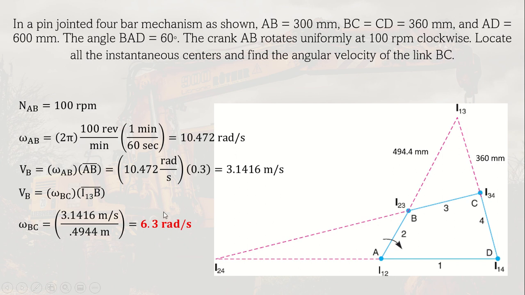As you can see, the angular velocity of link BC is lower than the angular velocity of link AB, which is 10.472 rad per second. So that is how you can use the Centro method for this case.